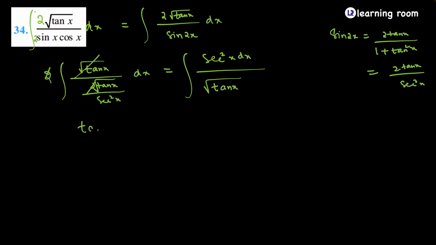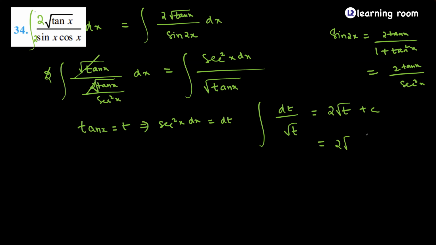Okay. So tan x is equal to t, which implies secant square x dx is equal to dt. So integral of dt divided by root t. What is the integral of 1 by root t? It is 2 root t plus c, or it is 2 times root of tan x plus c. So check the answer once. Correct? So this is also a good problem. Mark it as important.